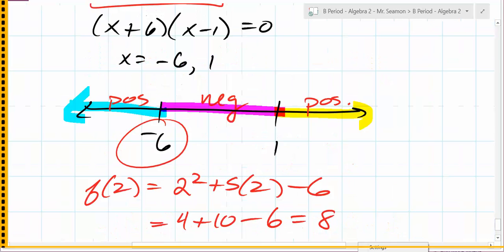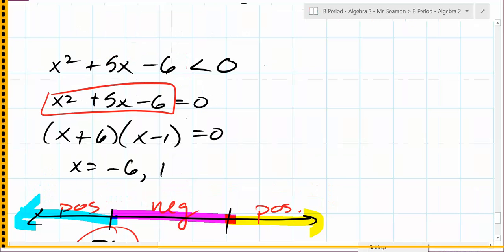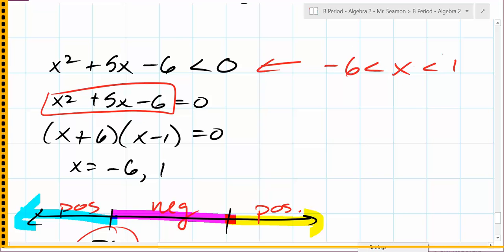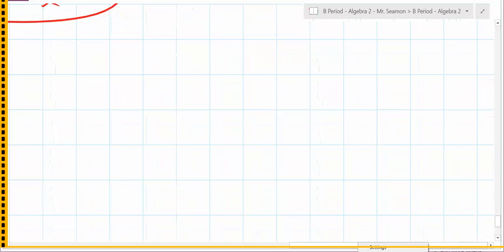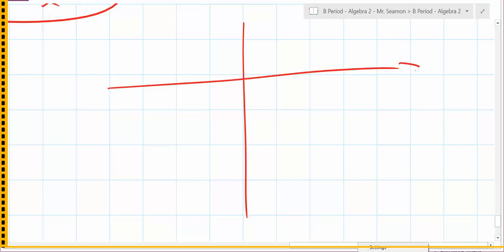So I asked you, where is this less than 0, right? So where is it less than 0? Yeah, between negative 6 and 1, there's your answer right there. Because everything else, what does it come out to be? Positive.